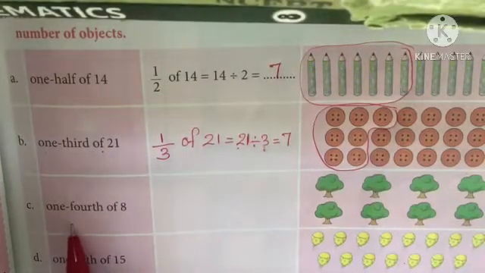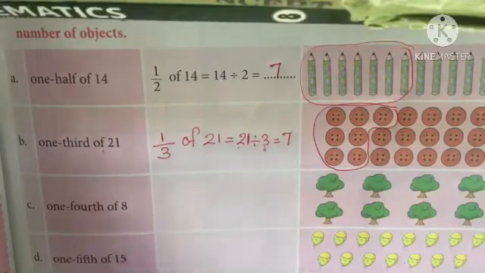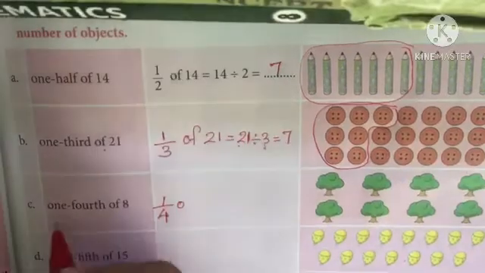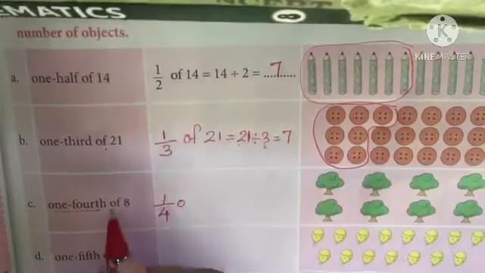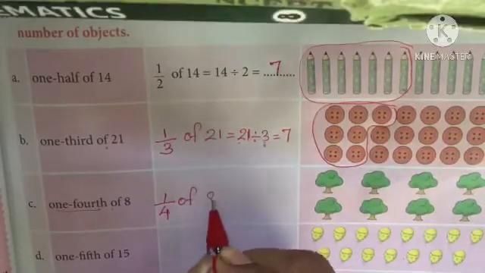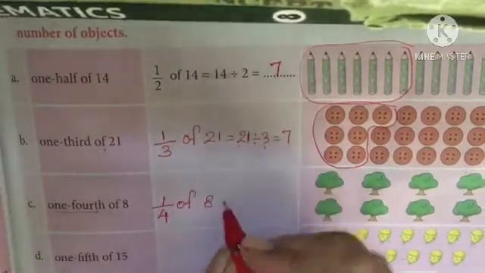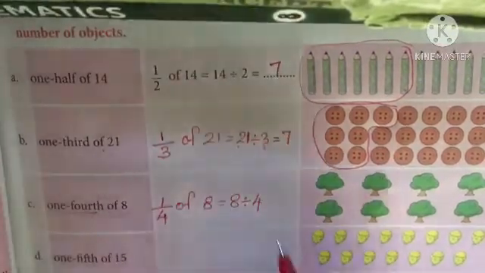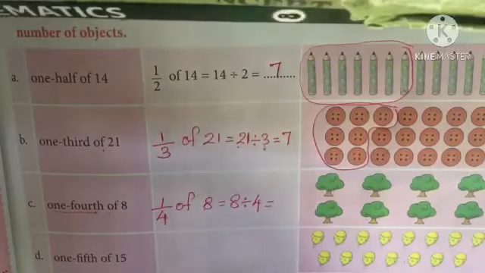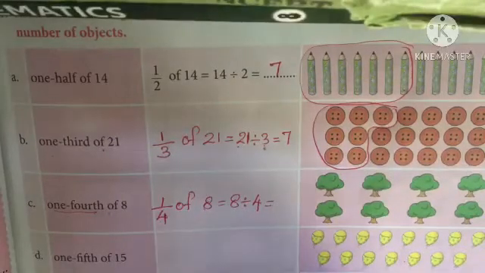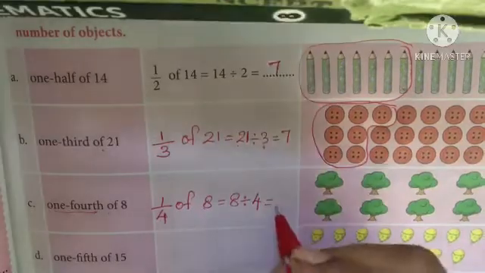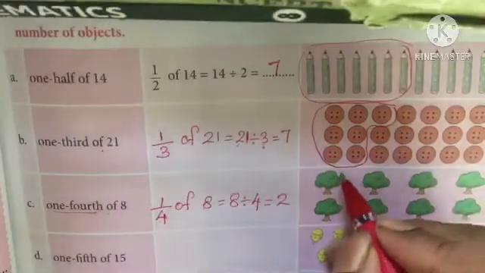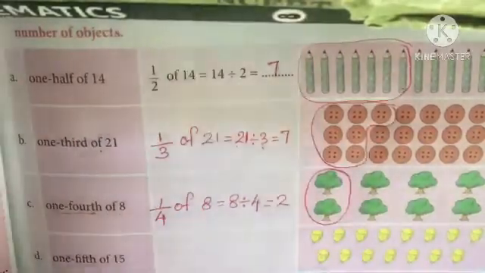The next question, 1/4 of 8. How will we write it? It's 1/4 of 8. 1/4 of 8 is equal to 8 divided by 4. What is the answer? 4 into which number gives 8? 4 into 2 gives 8. Then we want to circle 2.